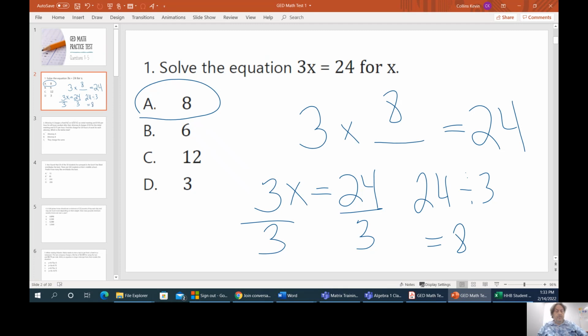Like I said, as long as you can use a calculator, please use a calculator. You don't want to mess things up with a math error because you were doing it in your head. So that one's pretty straightforward. Let's check out another one.